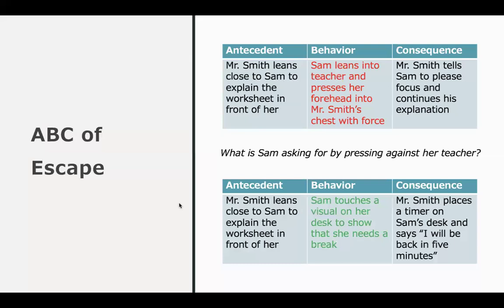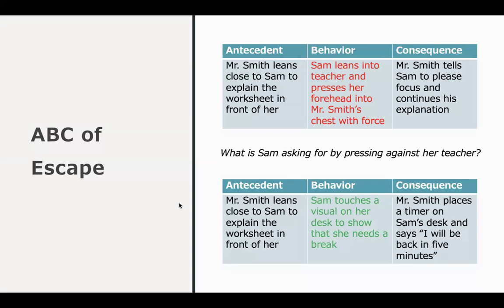So here, what is Sam asking for by pressing against her teacher when he's asking her to do work? In green, now we see what she should be doing. We know that she is pressing her forehead against the teacher to delay that task, maybe to deter him from asking any more questions, maybe to get him to ask her, oh, what's wrong, right?